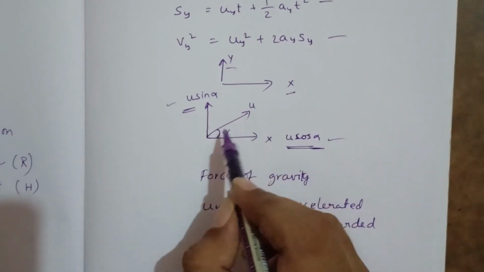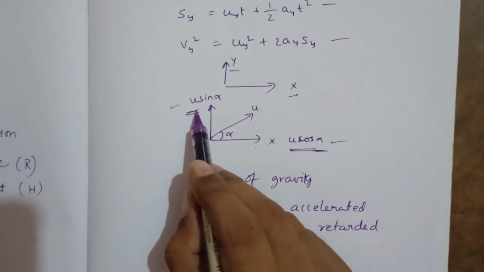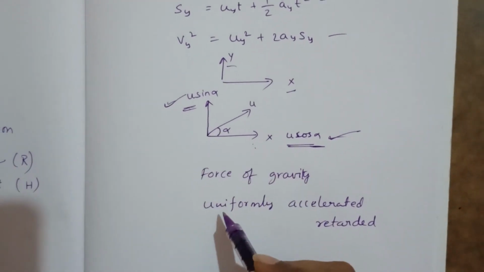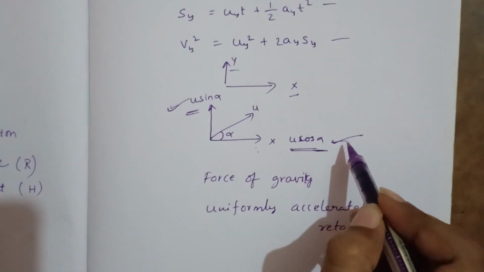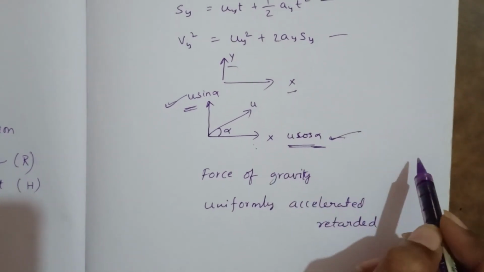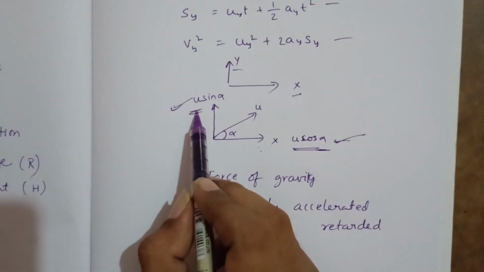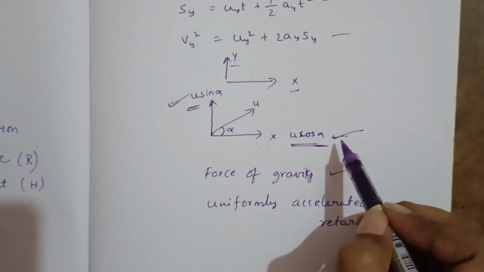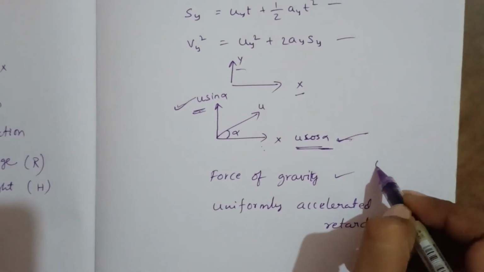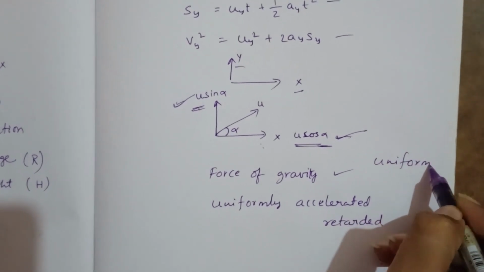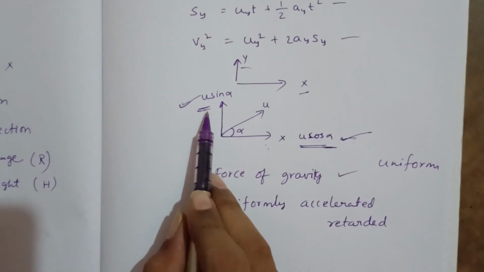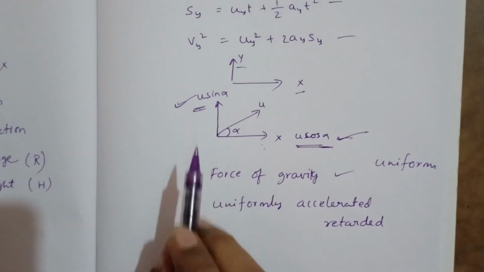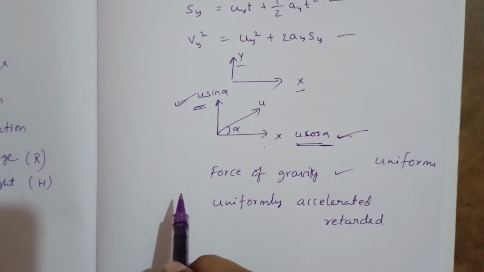Now the velocity of a projectile is resolved into two components, horizontal component and vertical component. The horizontal component is a constant, unchanged throughout the motion, and the vertical component is affected by the force of gravity. So horizontal motion is uniform motion, and vertical motion is uniformly accelerated or retarded motion.